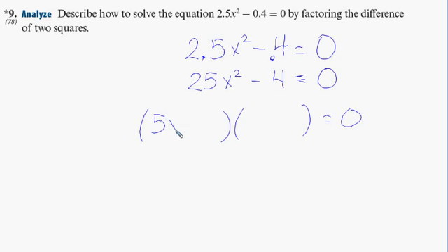So here we have 5x, that's the square root of this, right, at both of these places. Here we have 2, that's the square root of 4, and then one of these is a plus sign, one of these is a minus sign. Now all you have to do is solve for x using the zero factor theorem.